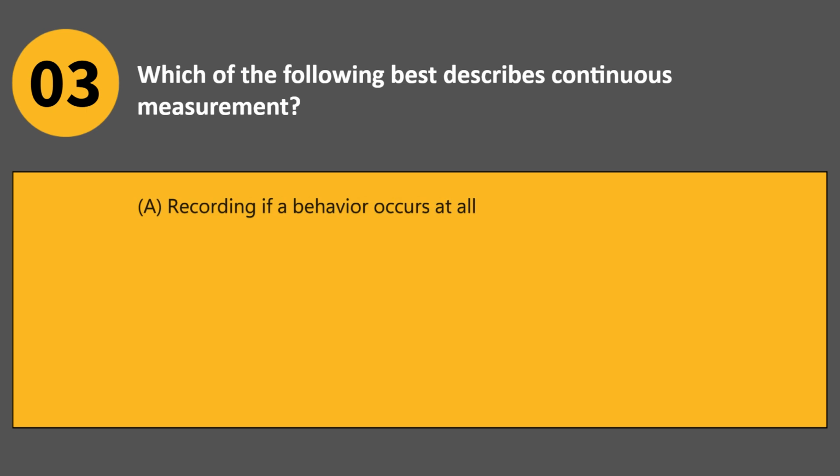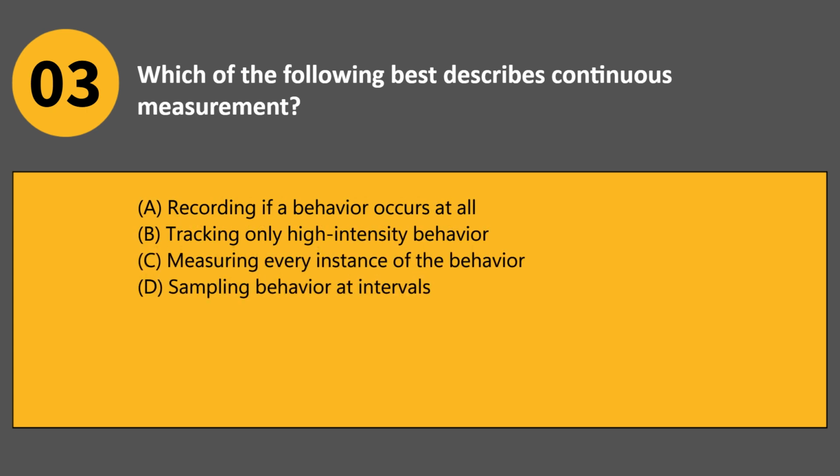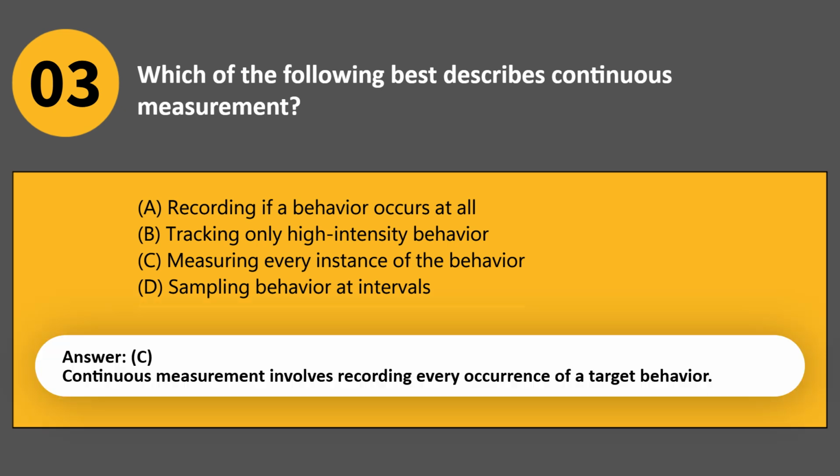Which of the following best describes continuous measurement? A. Recording if a behavior occurs at all. B. Tracking only high-intensity behavior. C. Measuring every instance of the behavior. D. Sampling behavior at intervals. Answer: C. Continuous measurement involves recording every occurrence of a target behavior.